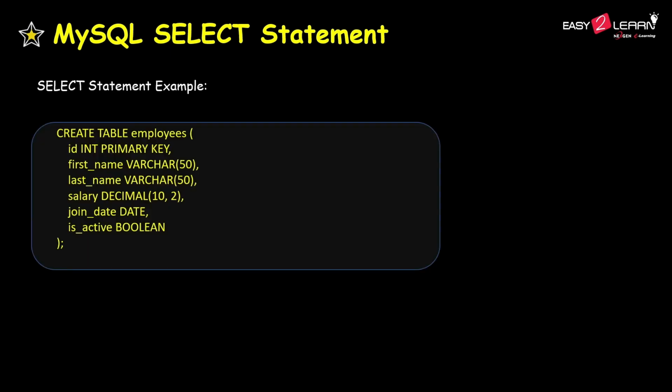Now let's see an example. Before we use the select query, I need to create the table, and the table should have some records. So I'm going to use as part of this example a table named employees. Here I have the fields: employee ID as a primary key, first name, last name, salary, date of joining, and the last column is active. That means whether the employee is active or not, I specified the Boolean data type, which consists of either true or false. So let us create the table employees.